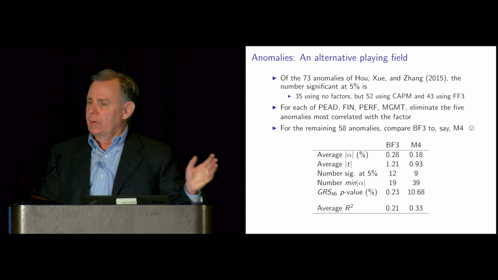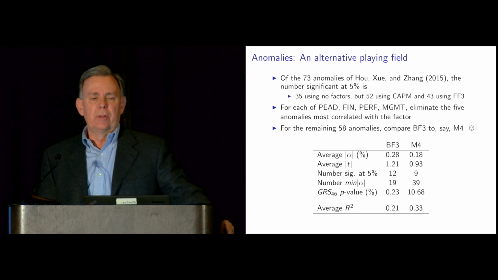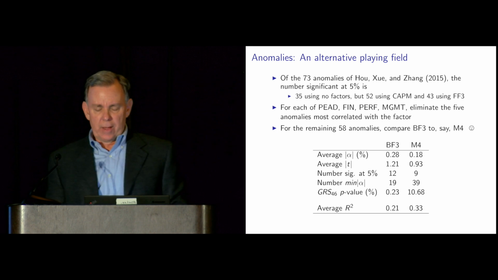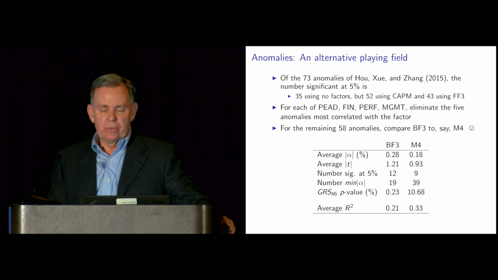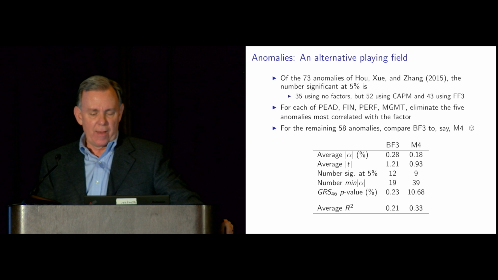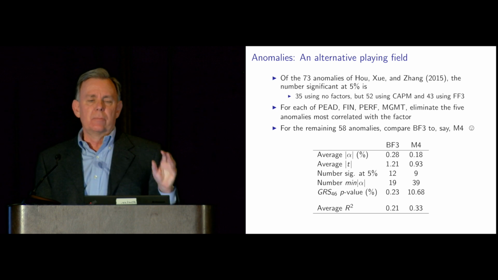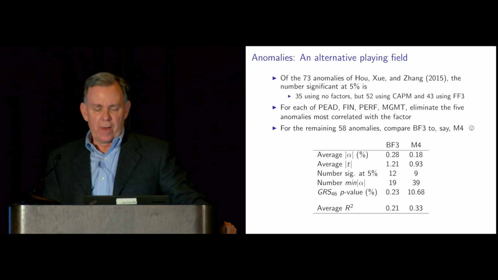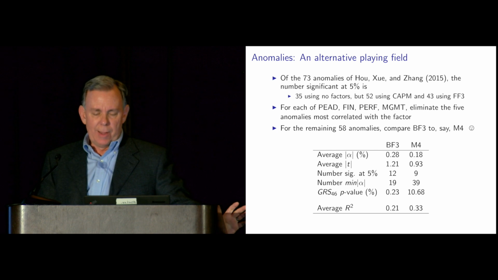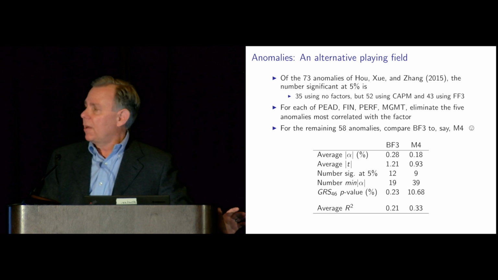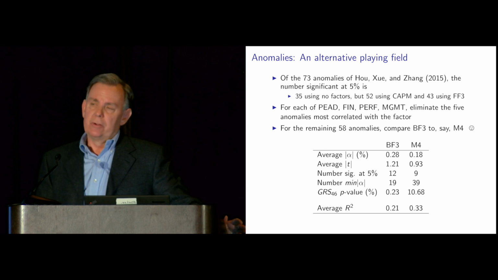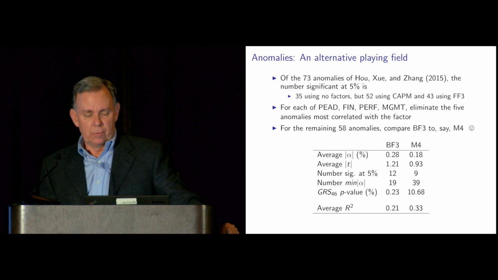So let me suggest an alternative playing field that you could cultivate out of those 73 anomalies. For each of these factors, in fact, I'm going to compare their model to our 4-factor mispricing model. For each of these non-market, non-size factors, pick the 5 anomalies out of the 73 that are most highly correlated with the factor, and throw those out. When you do that for the set of these 4 factors, you get 58 remaining anomalies. On that remaining set, you can see that our M4 model produces an average absolute alpha of 18 basis points a month versus 28 for theirs. Smaller absolute average t, much bigger GRS p-value, 10% versus 0.23%.